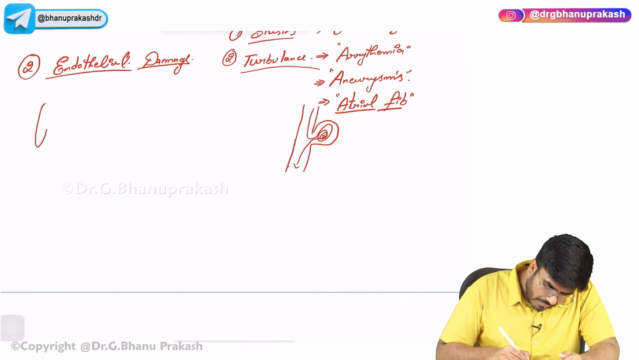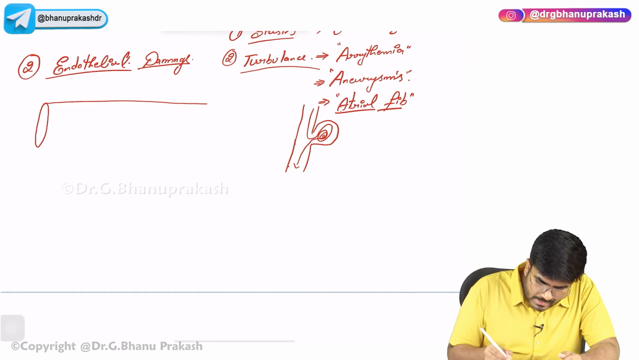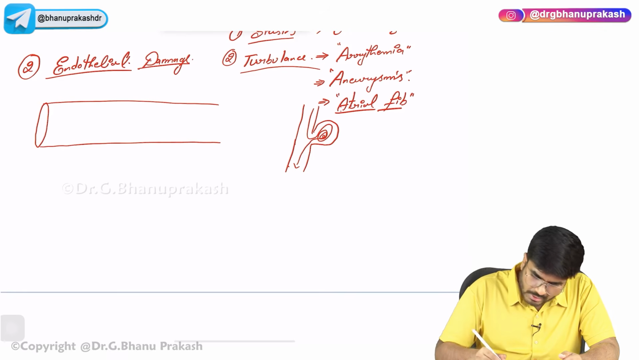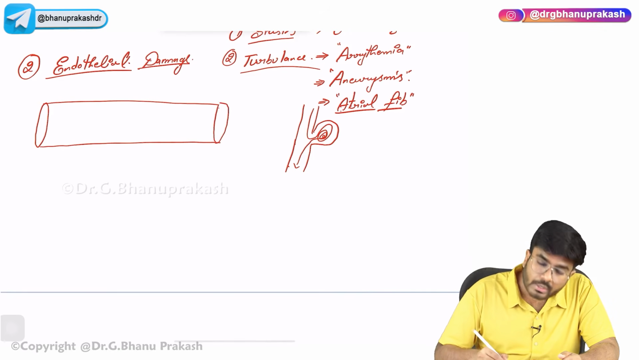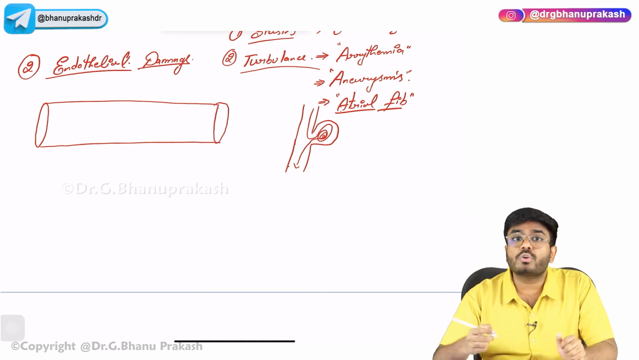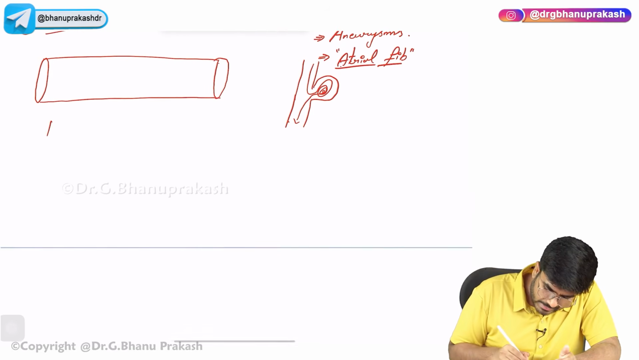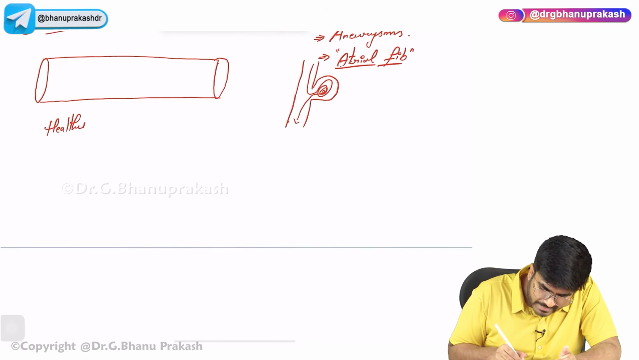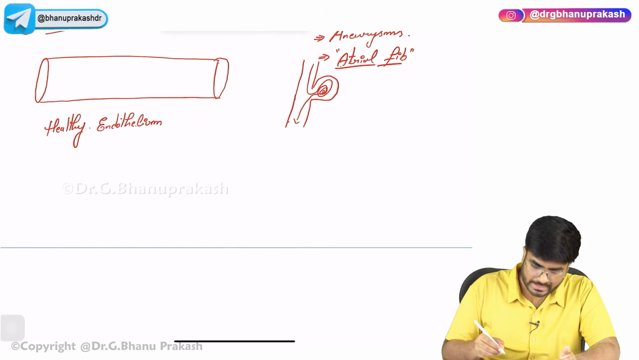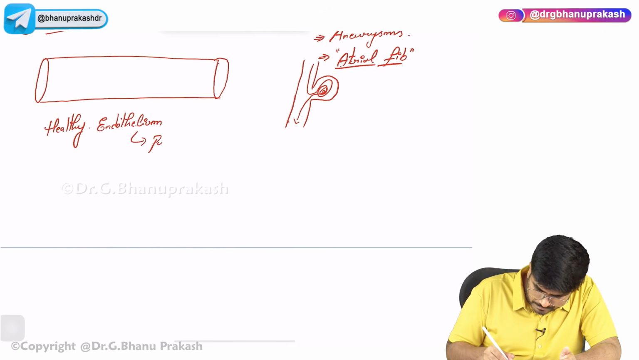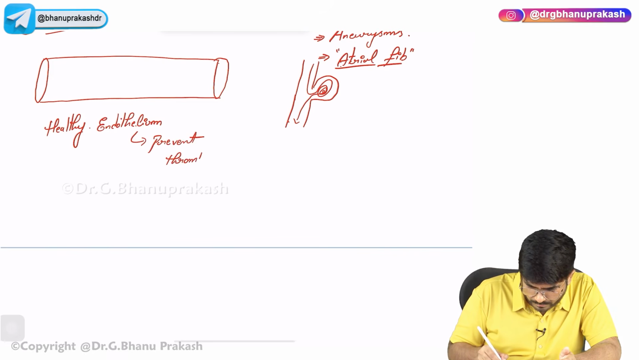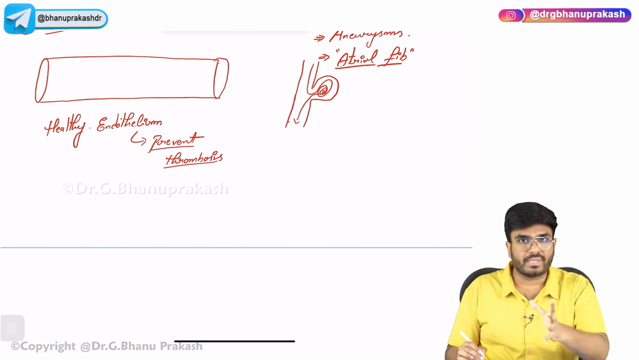The point I want you to know in the beginning is that endothelial damage is going to cause thrombosis, true. But a proper, healthy endothelium is preventing thrombosis. That's also true. You should know it. So first let me write here: a healthy, intact endothelium is going to prevent thrombosis. How, sir? It prevents the unnecessary formation of platelet microthrombi.